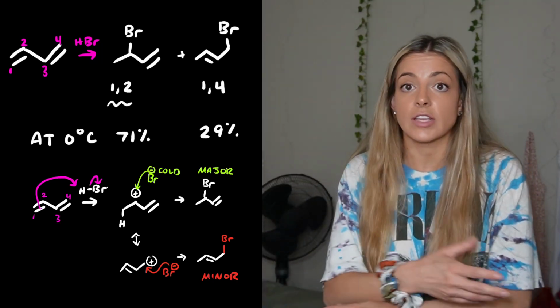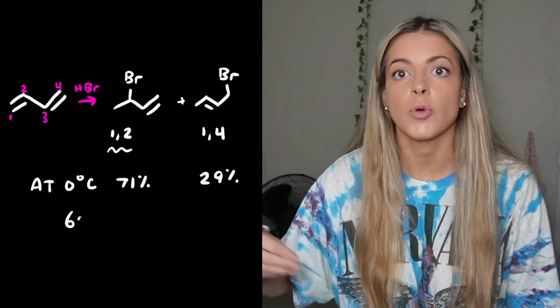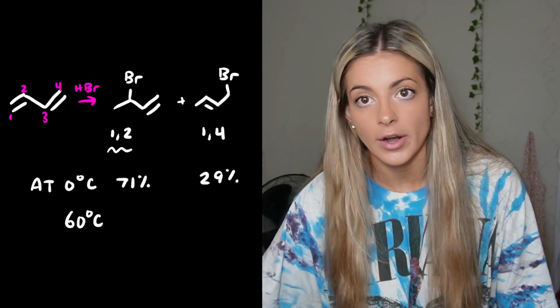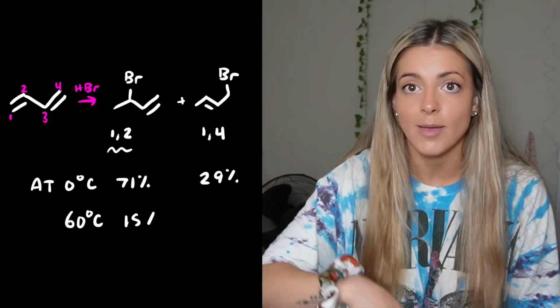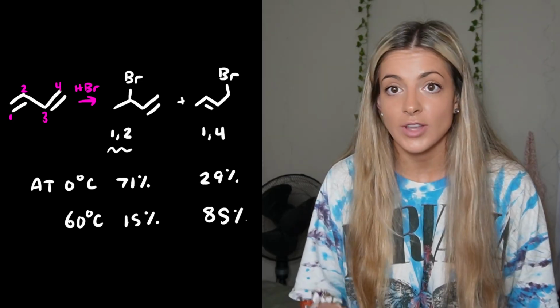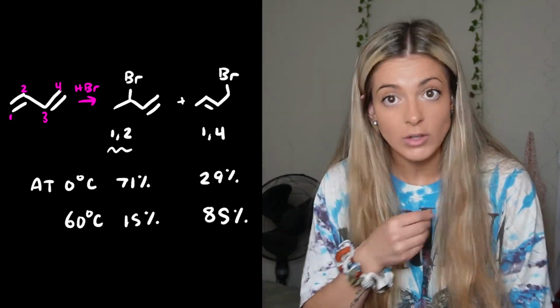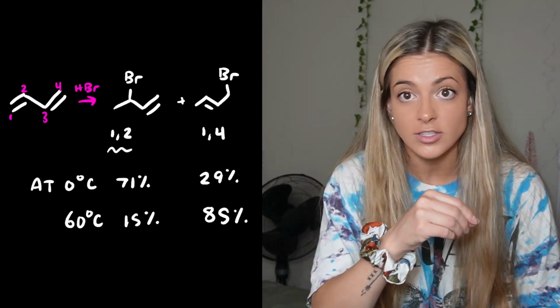Okay, well now let's consider the exact same reaction, but let's say the temperature is 60 degrees Celsius. Well now the 1,4 product is going to be the major product because these electrons have time to move around. They have time to smell the flowers. They have time to hang out. So yes, the carbocation is initially going to end up on carbon number 2. And the bromine will see it, yes, but those electrons will conjugate.